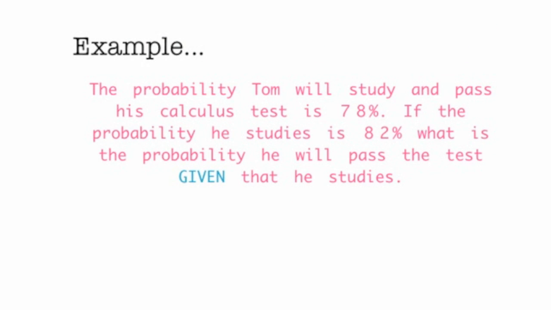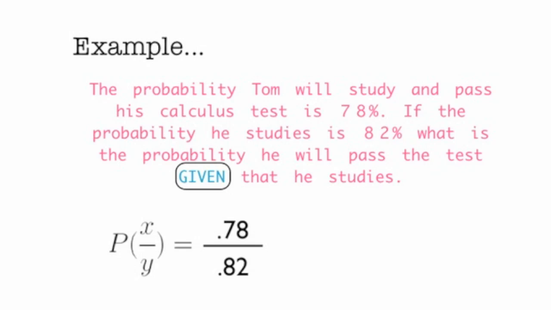From the problem, you can see the word given, which is a clear indicator that this is a conditional probability. In the numerator, you will have the probability he passes the test and studies, which is 0.78, because that is the probability of the intersecting events. In the denominator, you have the probability he studies, which is 0.82. Simplify the fraction and you have 0.95. Therefore, there's a 95% chance he will pass the test given he studied.